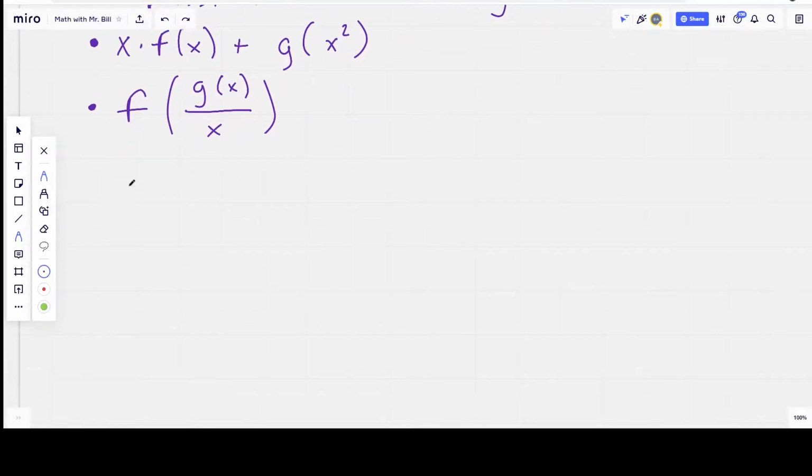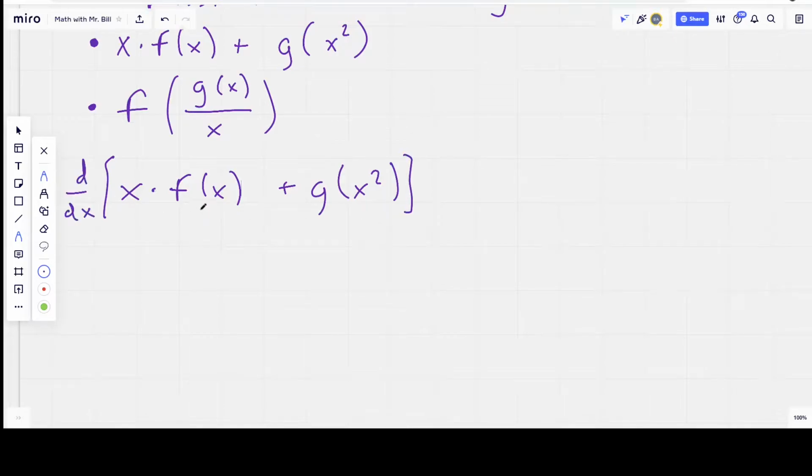So we've got x times f of x plus g of x squared. And we're asked to find the derivative with respect to x. We know that both of our functions are functions of x only, so we don't have to worry about any sort of funny business there. So we should be able to find the derivatives rather quickly. So we've got this product here.